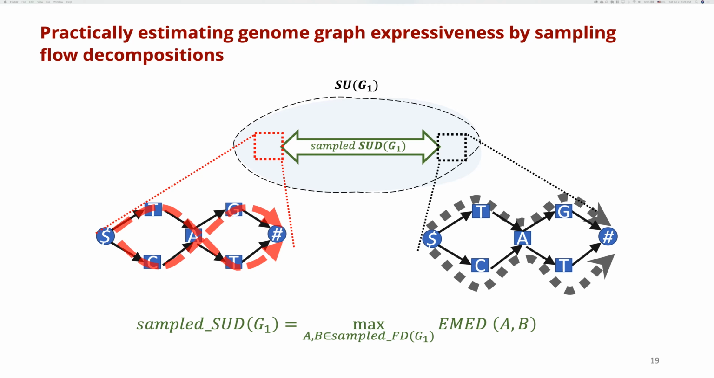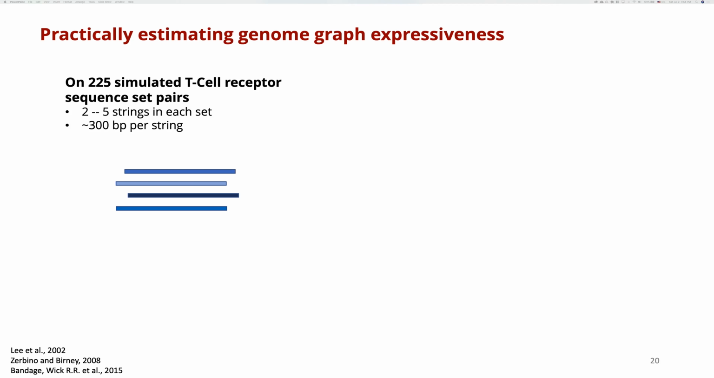Therefore, we define the sampled SUDs as a maximum distance between the two string sets that are spelled from sampled flow decomposition of a genome graph. We tested the sampled string set universe diameters on two types of graph.